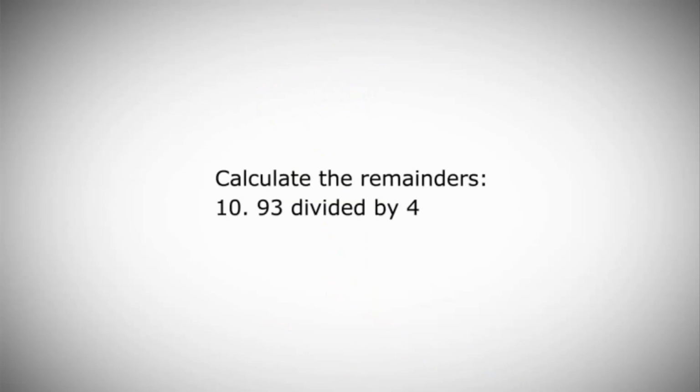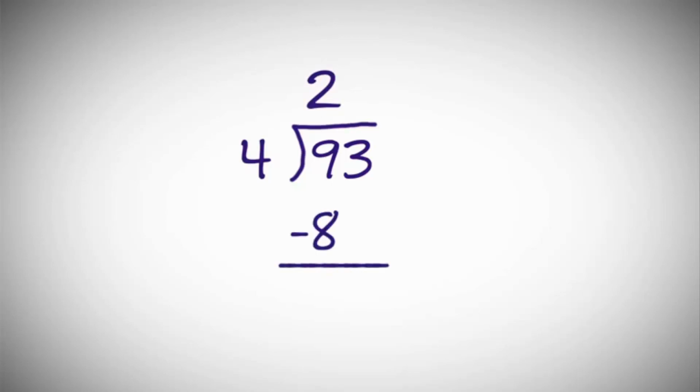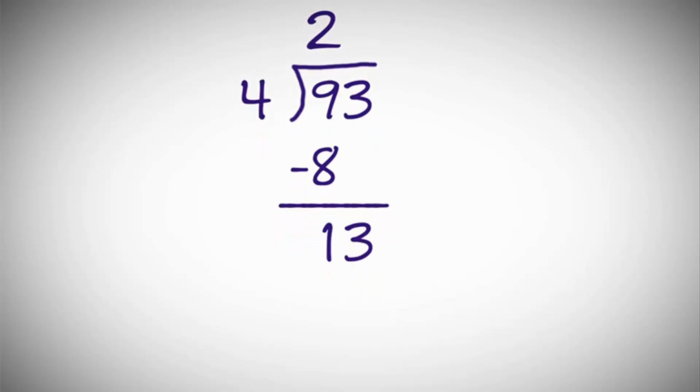Now let's take a look at another example, number 10. This question asks us to divide 93 by 4. Again, looking at each integer one at a time, 4 goes into 9 2 times. 2 times 4 is 8, and that leaves us with a leftover of 1. We carry the 3 down and then ask ourselves, how many times does 4 go into 13? 4 goes into 13 3 times. 3 times 4 is 12, which means that we have a remainder of 1.